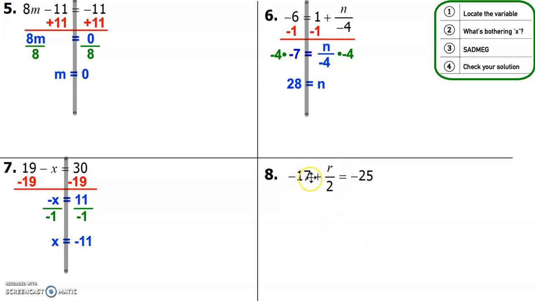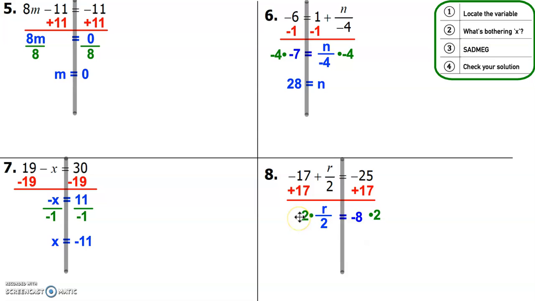Here I have negative 17 plus r divided by 2 equals negative 25. So put that bar through my equal sign. I need to get rid of the 17 first, so I need to add 17 to undo the negative 17. That leaves me with r over 2 equals negative 25 plus 17, which is negative 8. Now I have to undo division by multiplying by 2 on both sides.